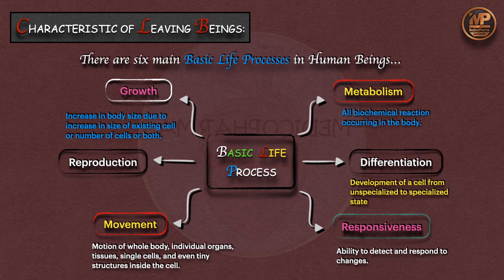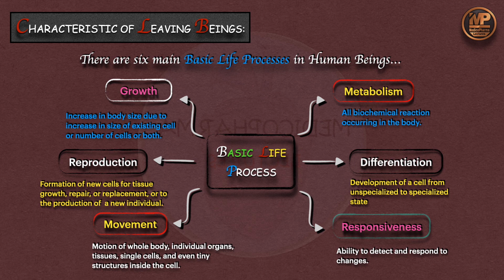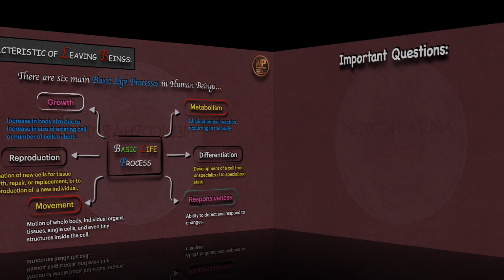If we discuss reproduction, that is a well-known topic. It means the formation of new cells for tissue growth, repair or replacement, or the production of a new individual. That will come under what? Under reproduction. So this is all about the basic characteristics of living beings.